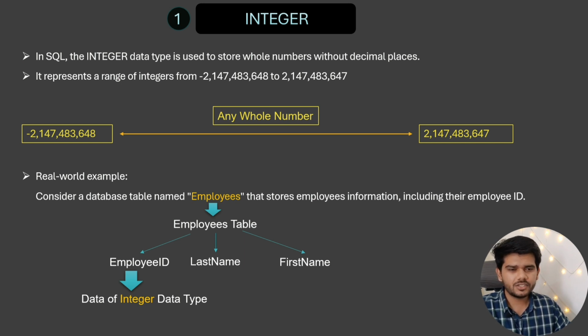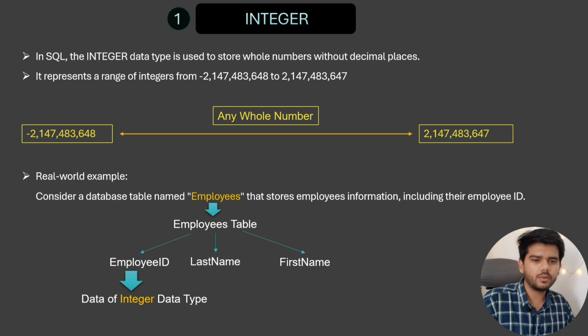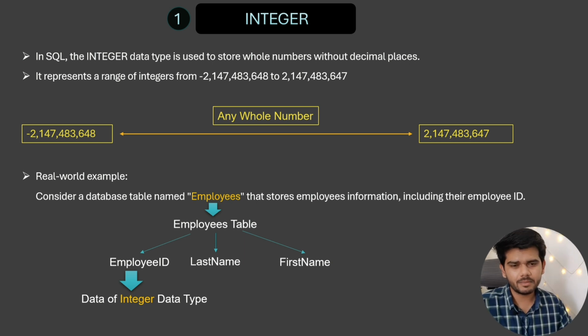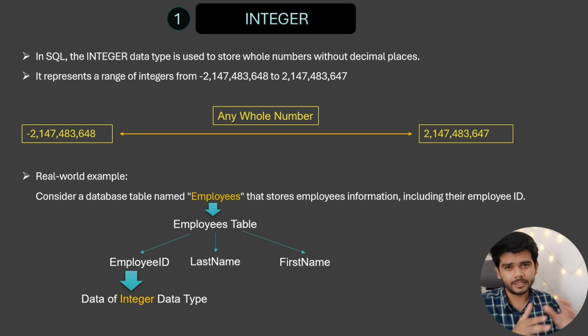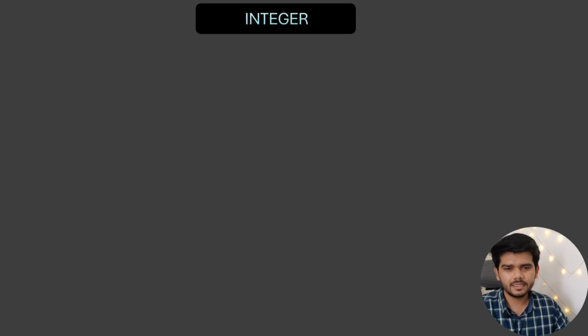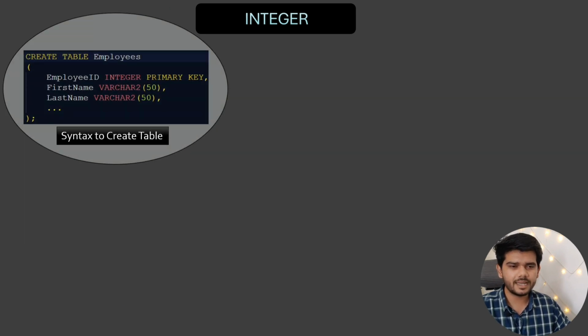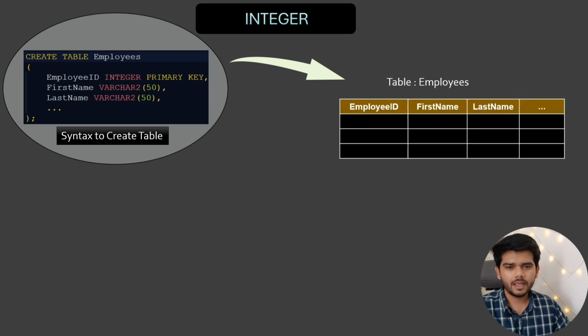Let's understand the integer data type using the below real world example. Consider a database table named employees that stores employee information including their employee ID. The employee ID could be represented as the integer data type. First, we'll create the employee table using this syntax. And after execution of this syntax, we'll be able to see the table structure like this. Now let's understand the table creation syntax.